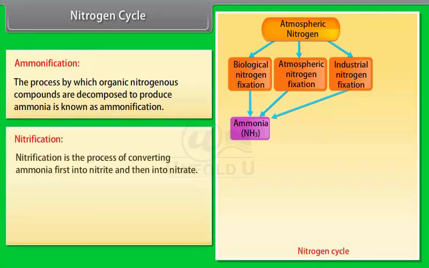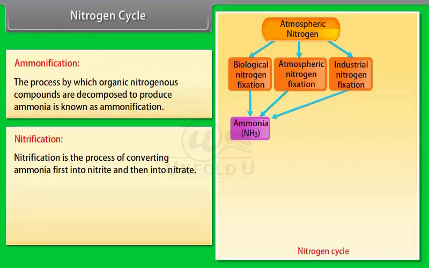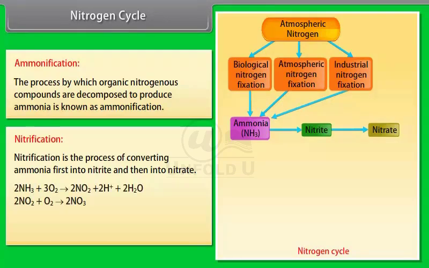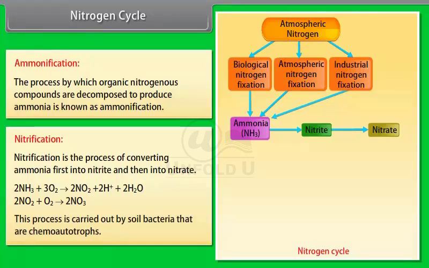Nitrification. Nitrification is the process of converting ammonia first into nitrite and then into nitrate. 2NH3 plus 3O2 gives 2NO2 plus 2H plus 2H2O. 2NO2 plus O2 gives 2NO3. This process is carried out by soil bacteria that are chemoautotrophs.